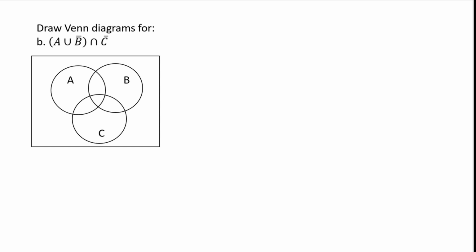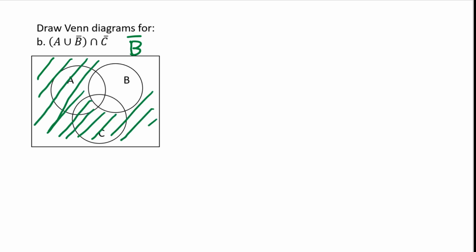Draw a Venn diagram for, and we have in parentheses A union B complement intersect C complement. We still have the same order of operation, so we begin from within the parentheses, and let's begin with the first one, which is B complement. That means shade everything that is not B. So let's carefully shade everything that is not B.